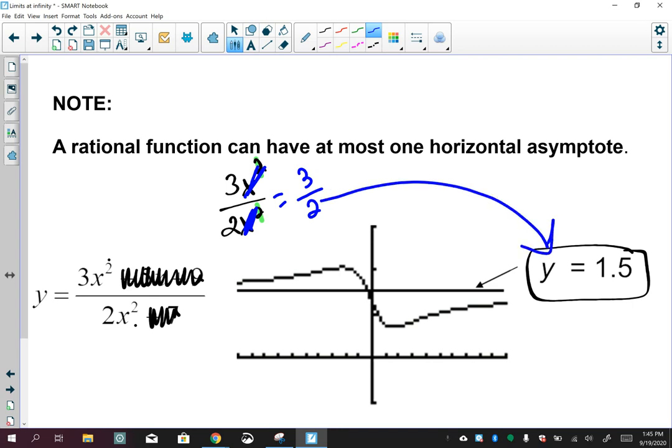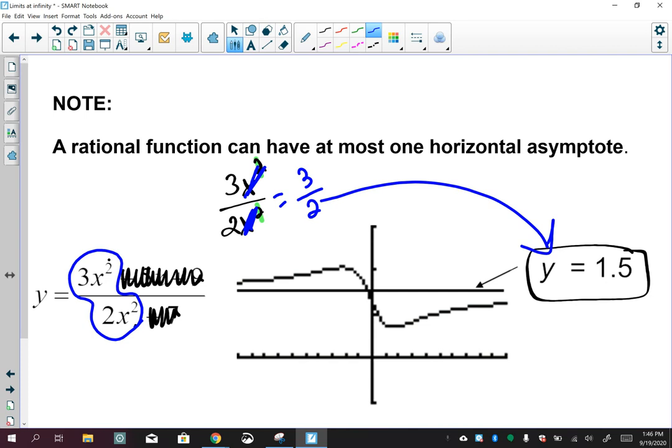So when you're looking at these and you're looking for your horizontal asymptotes, when you're trying to figure out what they are, you only want to look at the lead coefficients. If their exponents are exactly the same, then we ignore that and we only look at their coefficients, and that will actually tell you what your horizontal asymptote will be. Okay?